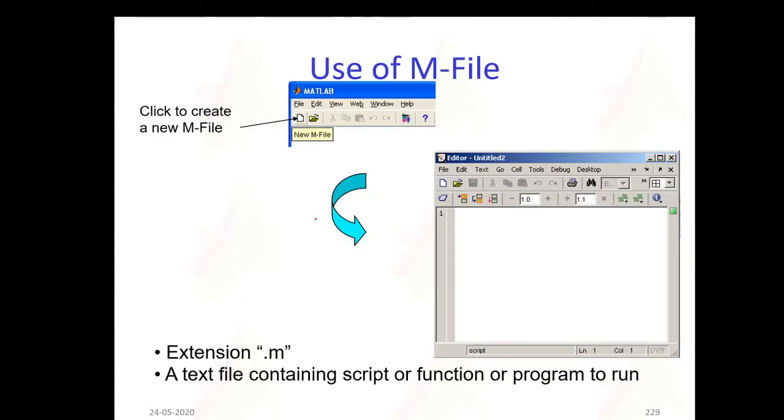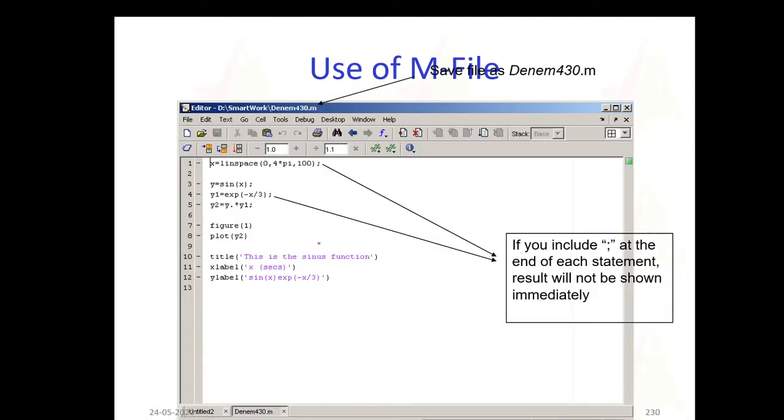I forgot to tell this in the beginning. As I told, you can see how to create the M file here. Go to the file, and the new option is available, and the window looks like this. It is the extension of M. If it is Simulink, the extension is MDL. The text file contains a script or function of the program to run. You write the program and save it, and you can see I am giving it the name denem430.m.